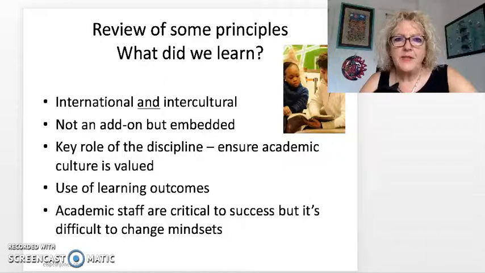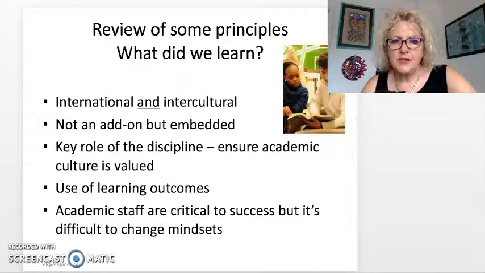So, some of the principles, what did we learn from all of this? We were talking about both international and intercultural, as I mentioned, that it's not simply an add-on, but we need to embed these questions into the curriculum for all students. We need to think about how it can be embedded rather than added on to what they're doing.